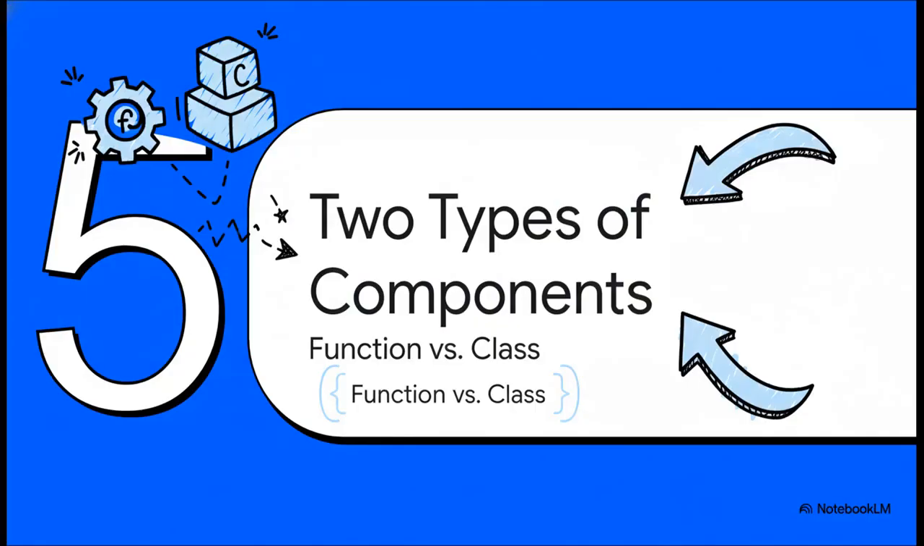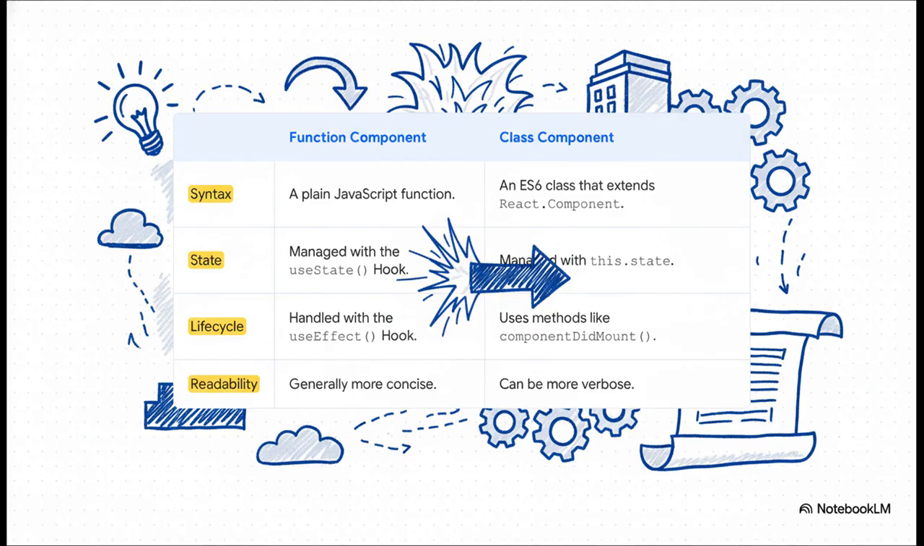All right, let's move on to the two main ways you can actually write these components, because for a while, the React world was kind of divided into two different camps. On one side, you had class components. This was the original, more structured way of doing things. And on the other, you had function components, which were a lot simpler, but also less powerful. For a long time, if your component needed its own internal state, you had to use a class.